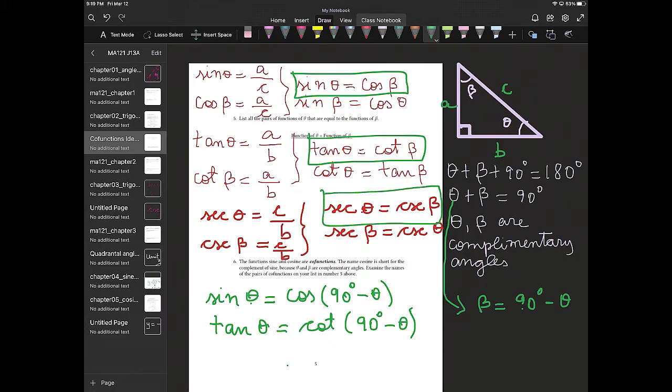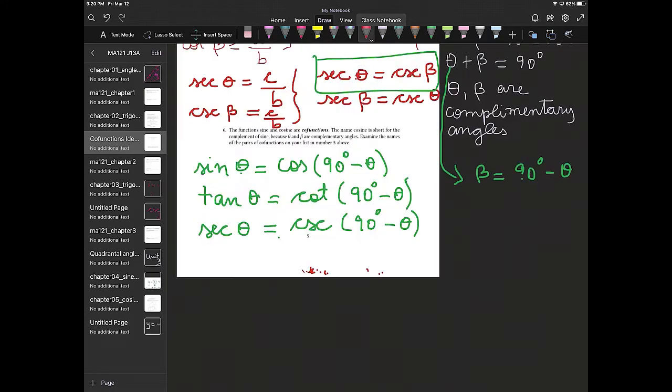Secant of theta being equal to cosecant of beta can be written as secant of theta equals cosecant of 90 degrees minus theta. We can adopt the trigonometric identities from degrees to radians. Supposing that the angle theta is given in radians, we can rewrite these trigonometric identities in radians.